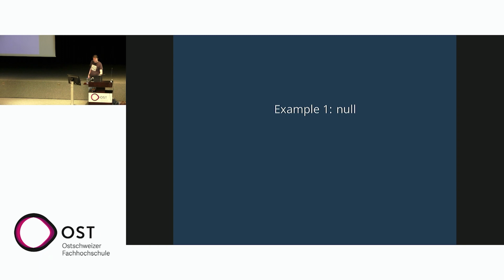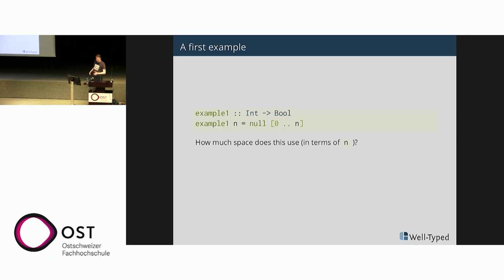First example is very simple. We are going to look at the null function. This also gives you a little bit of a taste for the kind of questions we're going to ask throughout this session all the time. So we have a simple function, example 1, that goes from Int to Bool. It calls null. Null is a function that checks whether a list is empty, on the list that is [0..n].